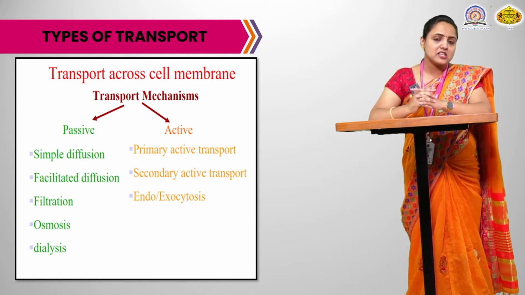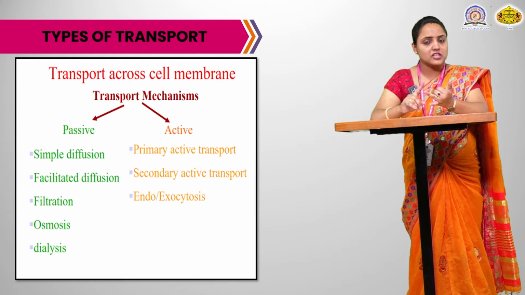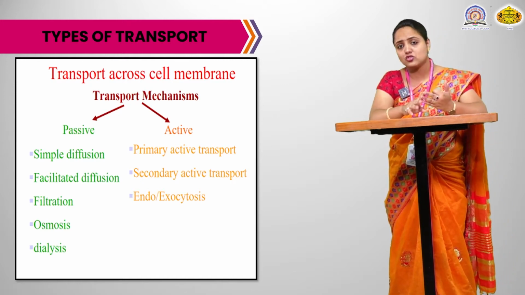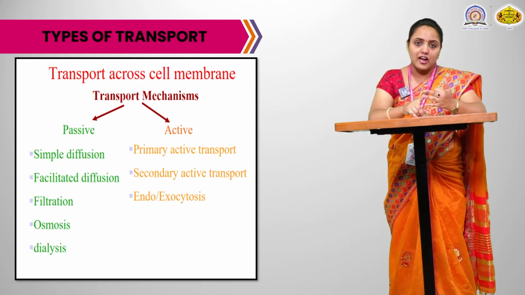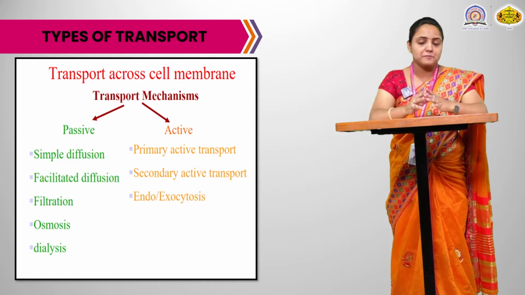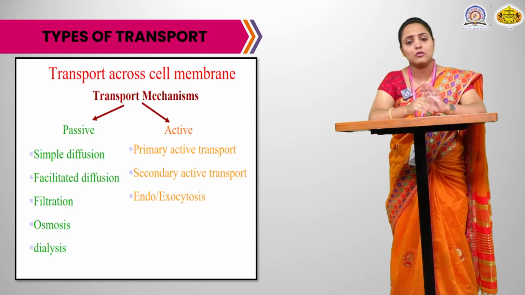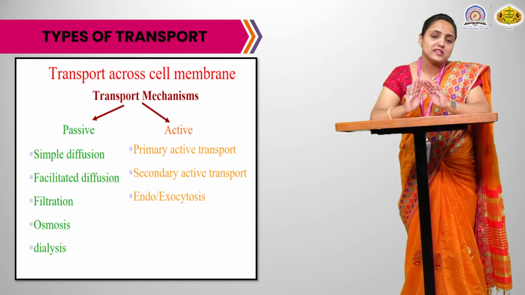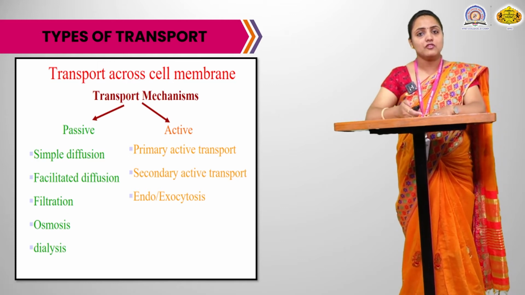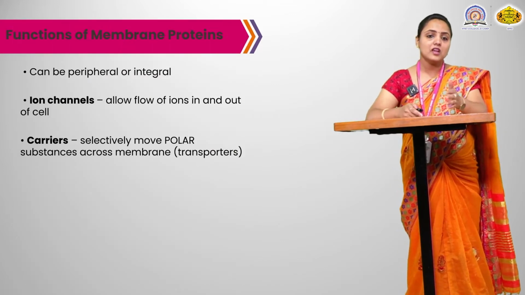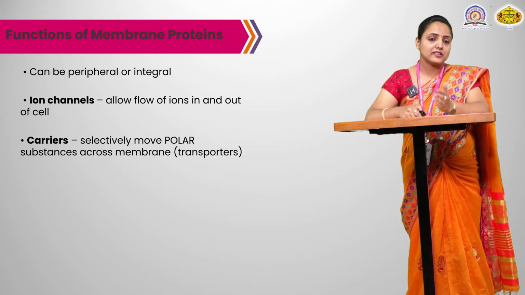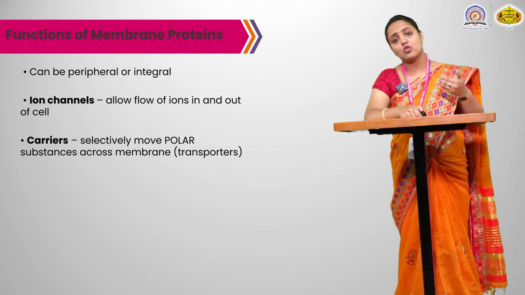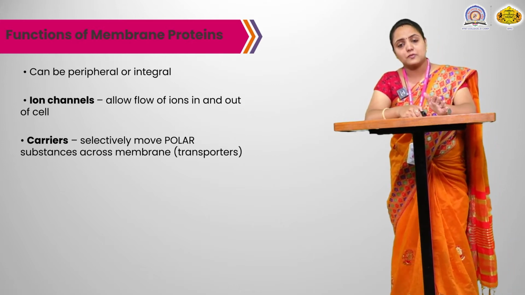In active transport, there is primary active transport, secondary active transport, and endocytosis and exocytosis. In endocytosis and exocytosis, we can learn about phagocytosis, pinocytosis, and all that. Today we are going to cover only passive transport. In passive transport, we are going to learn only about the simple and the facilitated types of diffusion mechanism. The functions of the membrane proteins, peripheral and integral, and ion channels, all this we are going to learn in our transport mechanism.